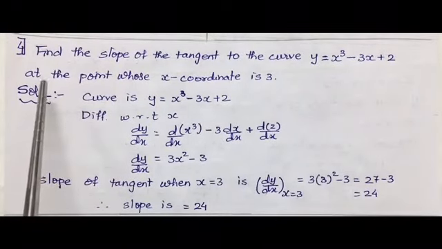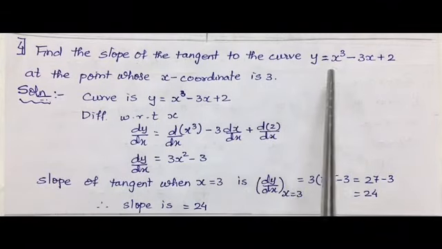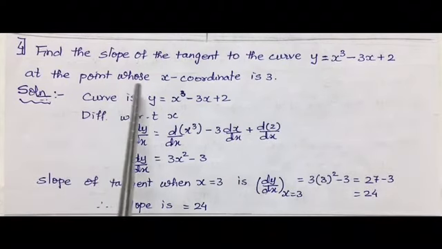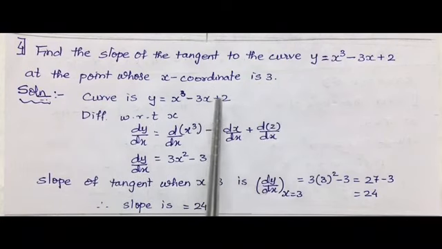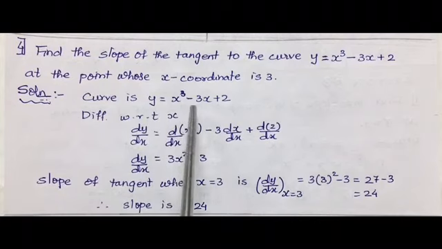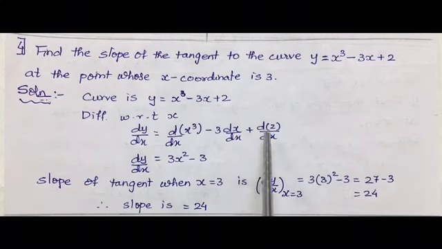Fourth example. The question is find the slope of the tangent to the curve y equal to x cube minus 3x plus 2 at the point whose x coordinate is 3. So again we need to calculate the slope. So for that we need dy by dx. So taking up the derivative of the curve y equal to x cube minus 3x plus 2, we get d by dx of x cube minus 3 dx by dx plus d by dx of 2. So dy by dx is equal to 3x square minus 3.